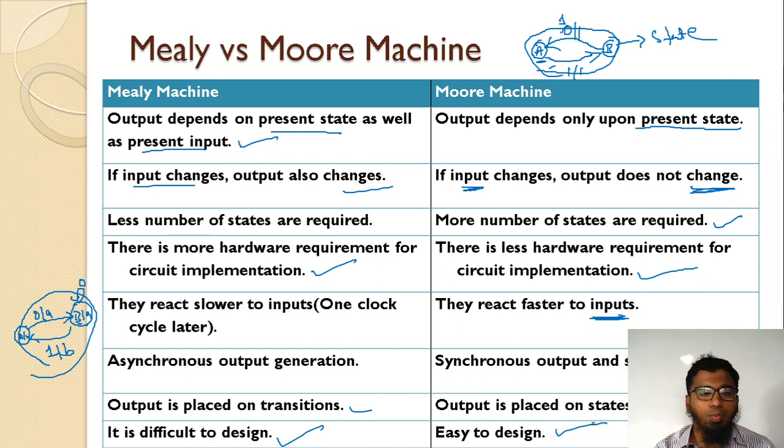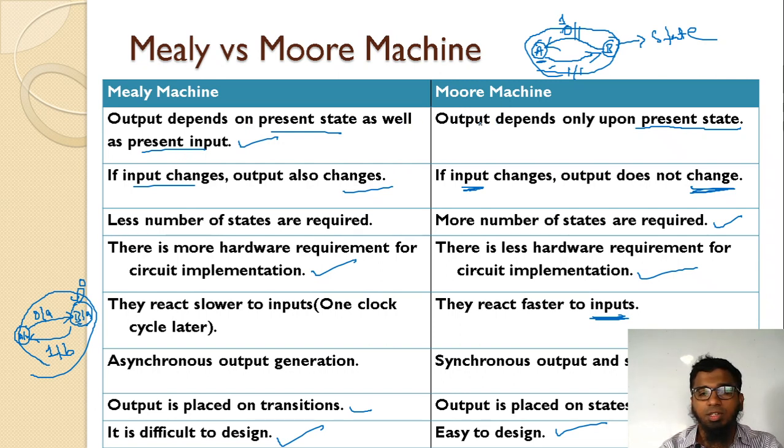Okay. I hope you are clear about this difference. Once again I will repeat this, then it will be easy for you. Then we will go for the example and that will be very helpful for you. So first, in the Mealy machine the output depends on the present state as well as the present input.